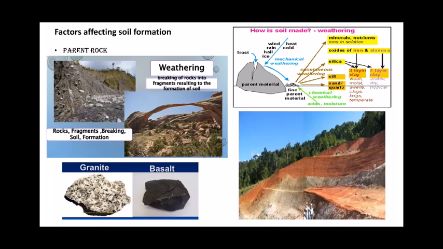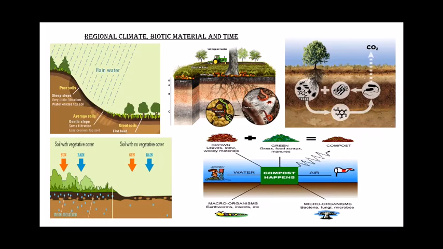The next factor that is necessary for soil formation is regional climate. So climate also plays a very important role in soil formation. The process of weathering of the rocks depends on the climate of that region. So the climate decides the intensity, like how the rock is going to be weathered, how thick or how hard the rock is. So that is why one and the same type of rock gives rise to different types of soil.